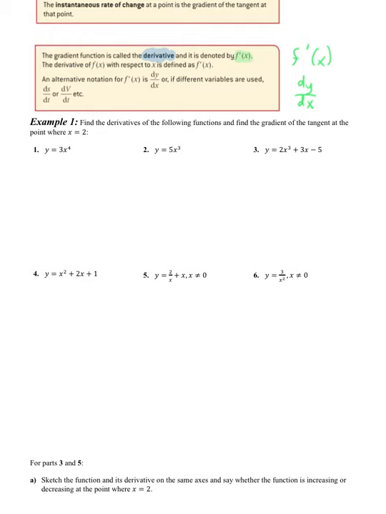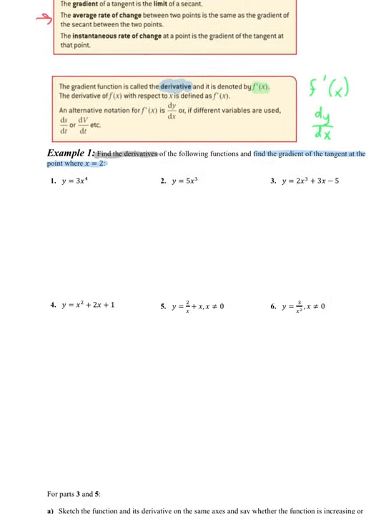All right, so we're only going to do one example today, but it's going to be 6 problems of it. It says find the derivatives of each of the following functions, and then find the gradient of the tangent line at the point where x equals 2. So the way we find a derivative, we could do what we did in the investigation, which is where you find the slope several times over again. That's kind of a long way to do it.